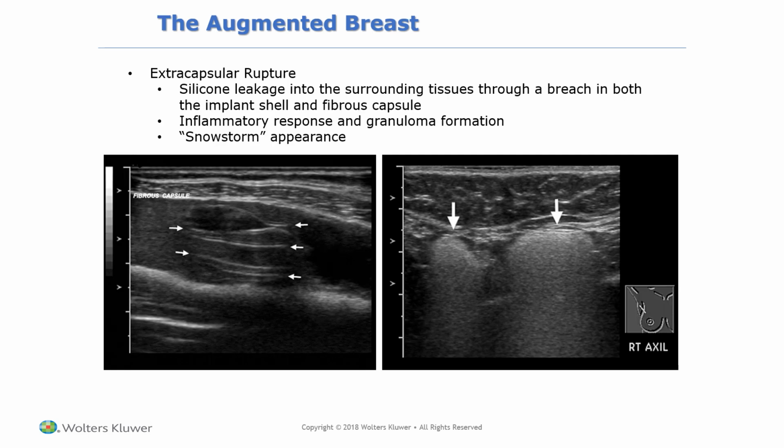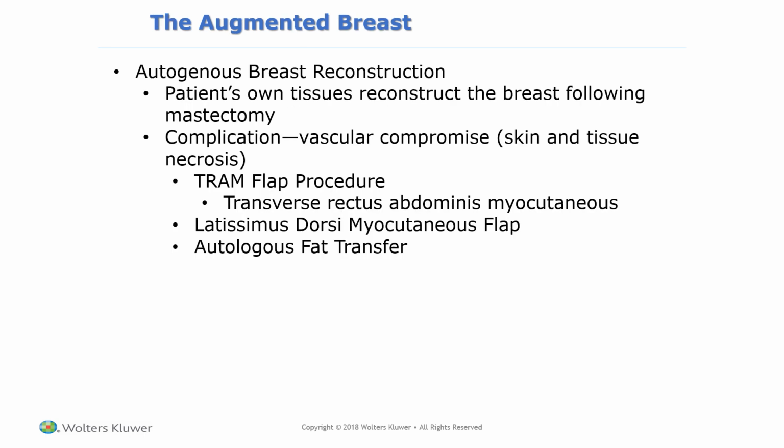Here you see an extracapsular rupture, and you're seeing that ladder type sign. On the right, you're seeing an inflammatory response to a rupture, creating a snowstorm type appearance. There's also autogenous breast reconstruction, where a patient's own tissues are utilized to reconstruct a breast following a mastectomy.